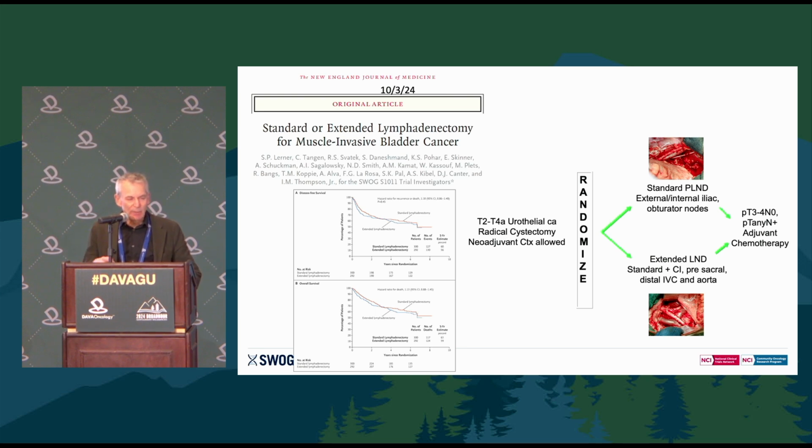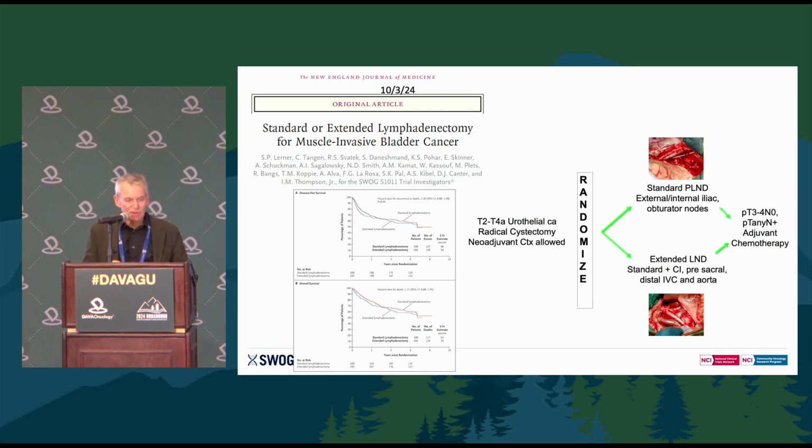So, just by way of background, we published this last month. 1011 was a randomized trial of extended versus standard pelvic lymphadenectomy at the time of radical cystectomy for patients with curable muscle invasive bladder cancer. The scheme is on the right. There was no difference in the primary endpoint of DFS in the top curve, secondary endpoint of OS in the bottom curve, establishing standard pelvic lymphadenectomy as the standard of care.